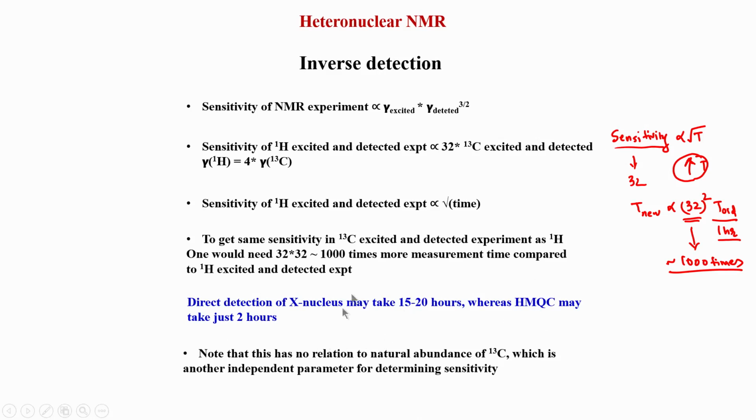Now, one thing we have to keep in mind: all these factors we have taken here are only related to gamma. We have not taken into account the abundance. Abundance is something different; as I said, carbon has 1% natural abundance, so that is 100 times less compared to proton. So, you have to factor in 100 into 100, 10,000 times again if you have natural abundance. You can see how much extra time is needed just because carbon is 4 times less in terms of gyromagnetic ratio and 100 times less in terms of natural abundance.